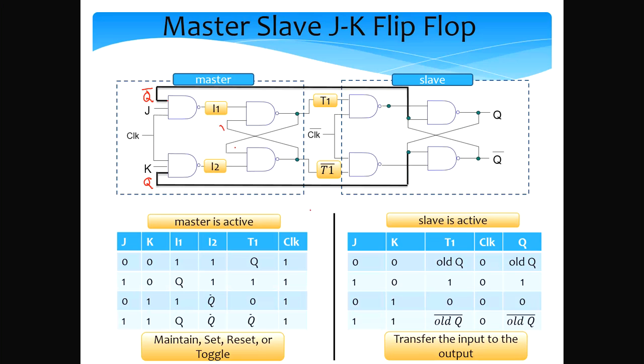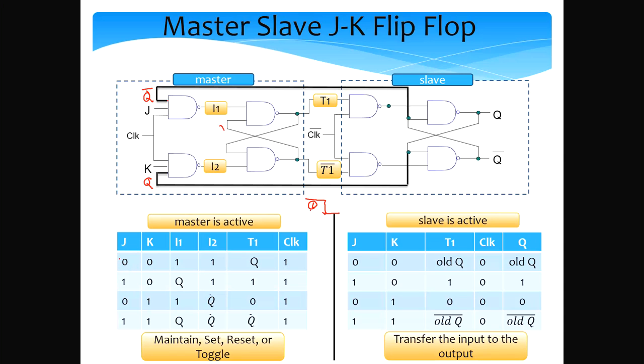So this is also a negative edge triggered system. So there is a positive edge and then a negative. So let's consider the case when the clock is 1. When the clock is 1, the master is active and the slave is not active. The slave is maintaining its values. So we'll not consider the slave. So let us consider all the cases when the clock is 1, which means that we only need to consider the master.